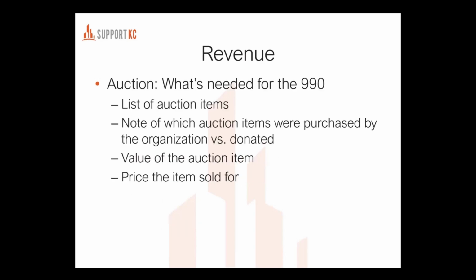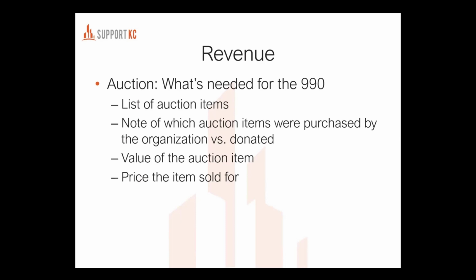All right, so when it comes to in-kind or auction items, in order to determine what the contribution portion was on that revenue, we need the following. So we need a list of all your auction items, a note if they were purchased or donated from somebody, the value of the auction, and then the price that the item sold for.